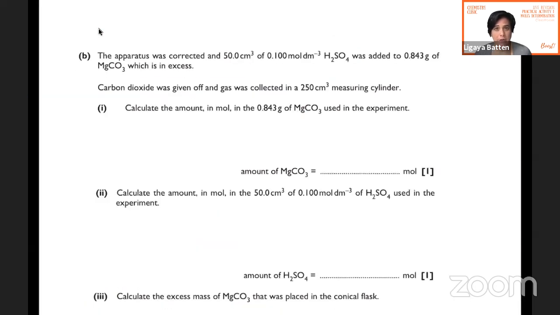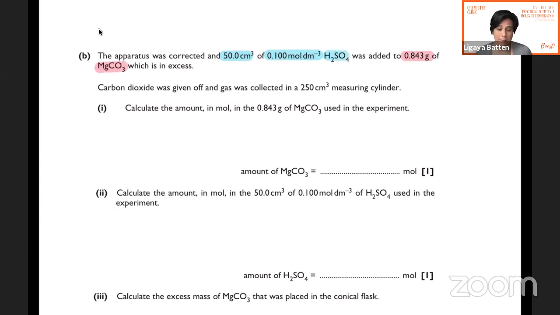Okay, now we're going on to a few calculations relating to this. So the apparatus was corrected, and then we have 50 centimeters cubed of 1 mole per decimeter cubed H2SO4 being added to 0.843 grams of MgCO3. Okay, so I'm kind of color coding the information.